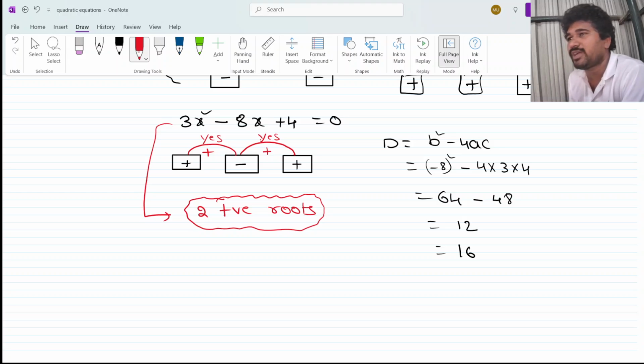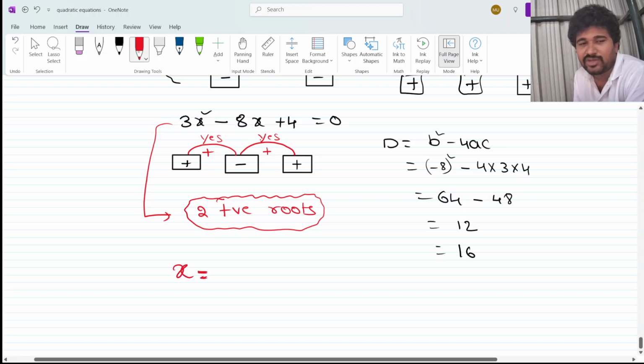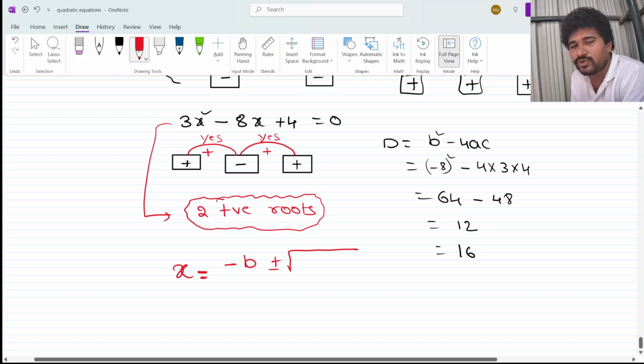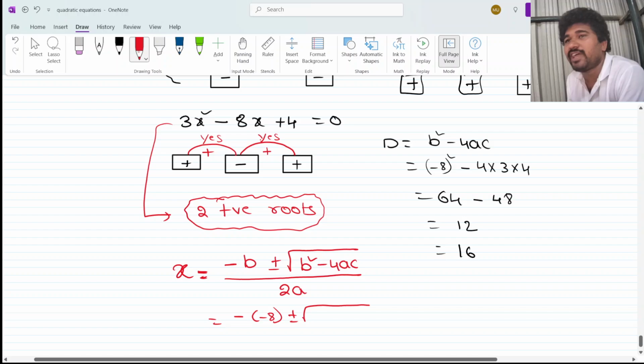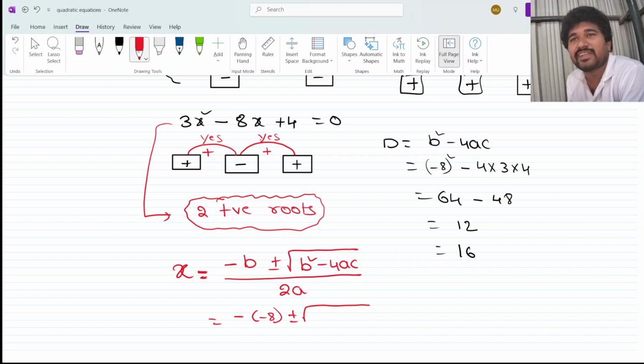Shall we confirm whether it is really having two positive roots or not? What is the formula for confirming? x is equal to minus b plus or minus root of b square minus 4ac by 2a. What is b? b is minus 8, so minus of that is 8, plus or minus root of b square.